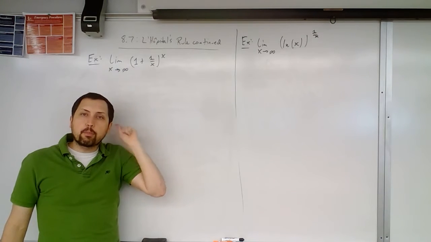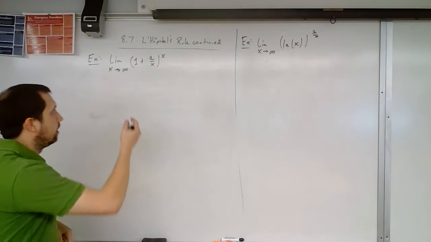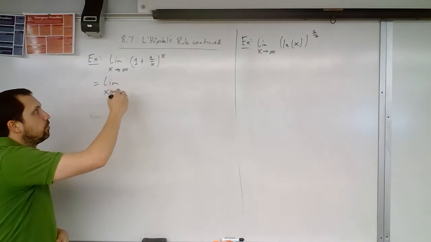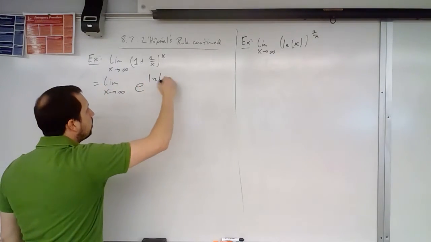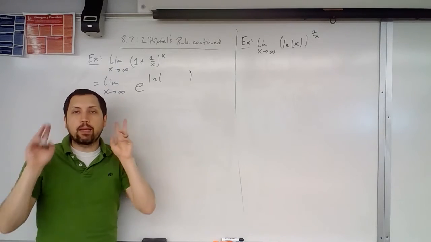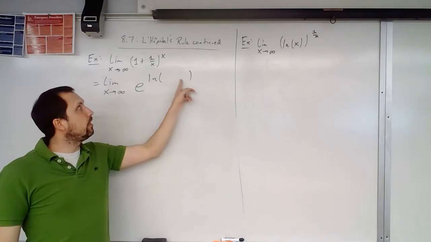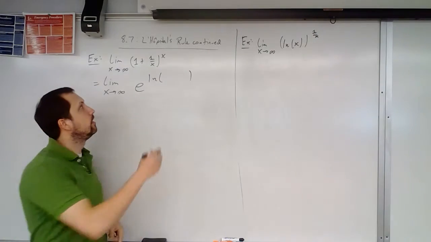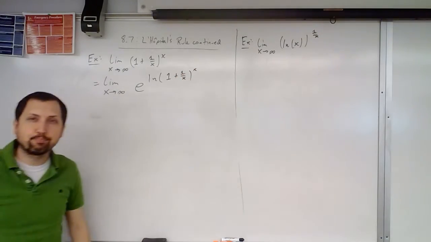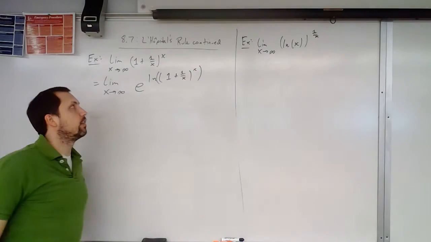So we're going to use a special property with e and natural log being inverses of one another. I'm going to rewrite this. Limit as x goes to infinity of e to the natural log. Remember, e to the natural log, because these are inverses, they basically cancel out, and all we're left with is what's here. So what's going to go here is exactly what's up there. So I have (1 + 1/x)^x, and this is on the inside of the natural log.